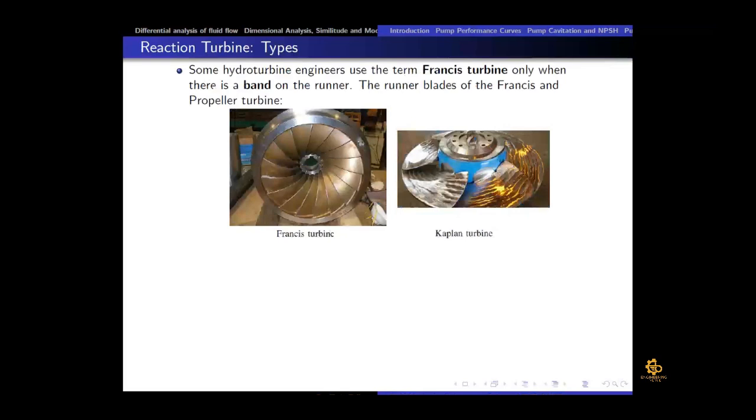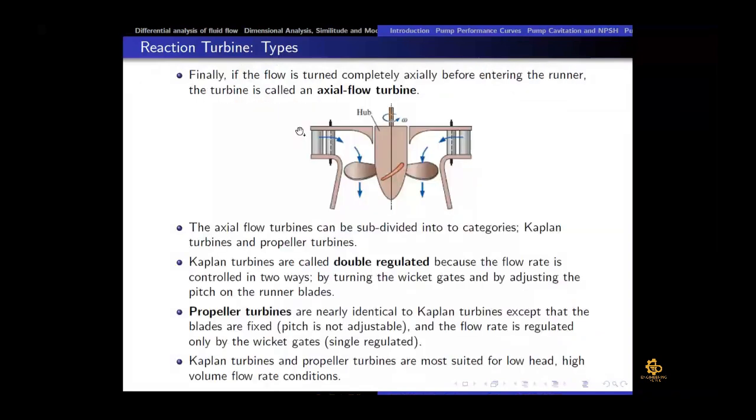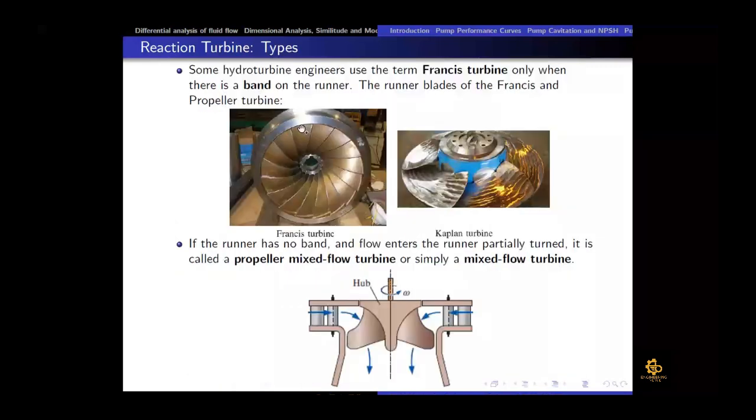So it means that the runner blades are surrounded by a ring-type shape which is called the band. Usually in practice in the field, any turbine which has this kind of band around its runner blades would be called a Francis turbine, right? That is the usual terminology we use in industry to specify a Francis turbine, that we have a band here. Yes. Any question?